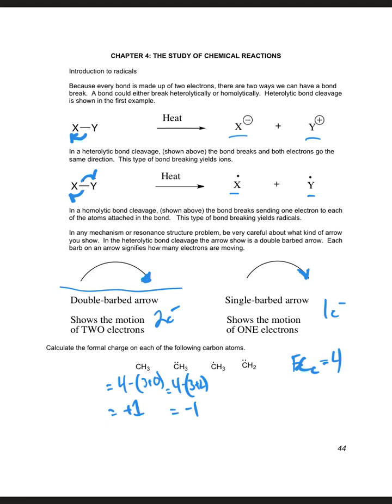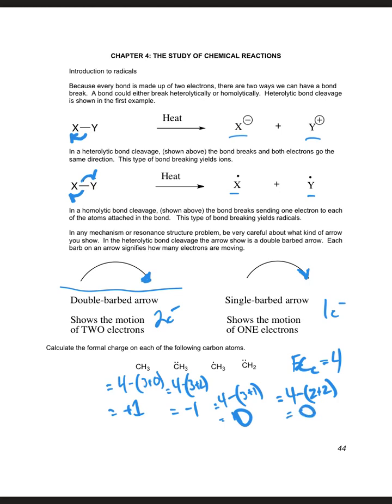Then the third one across, the radical, is 4 minus a 3 plus 1, which is 4 minus 4, so a radical always has no charge. And then the last one, the carbene, is 4 minus 2 plus 2, because you have 2 bonds and 1 lone pair, 2 electrons. So 4 minus 4 gives us a 0 for it.